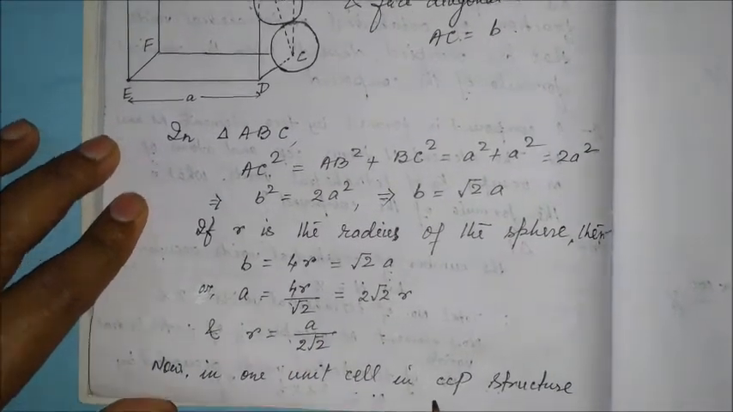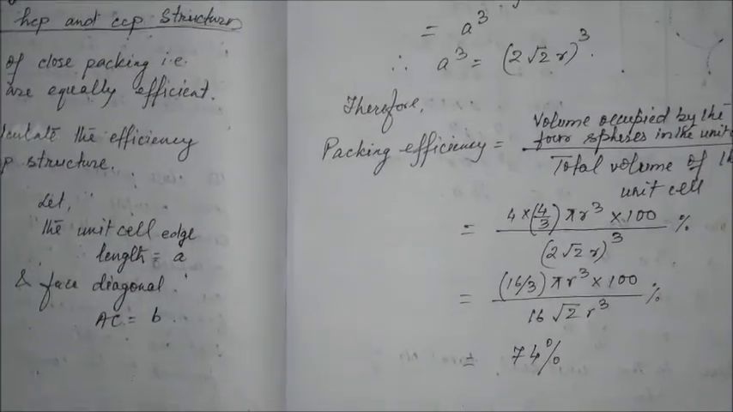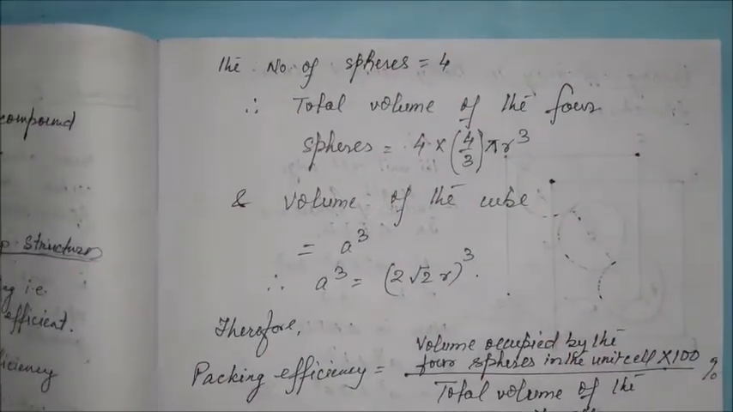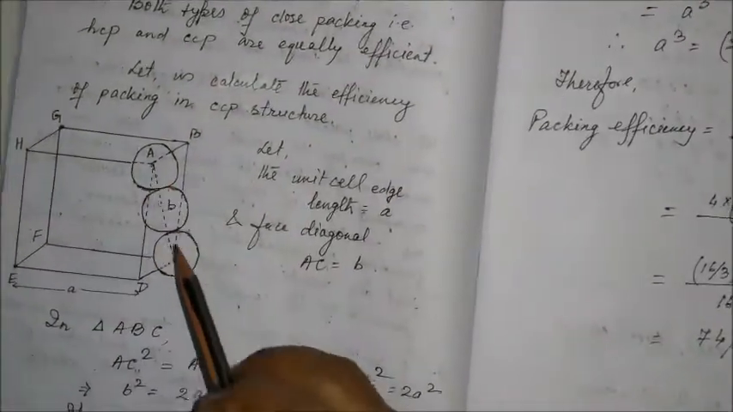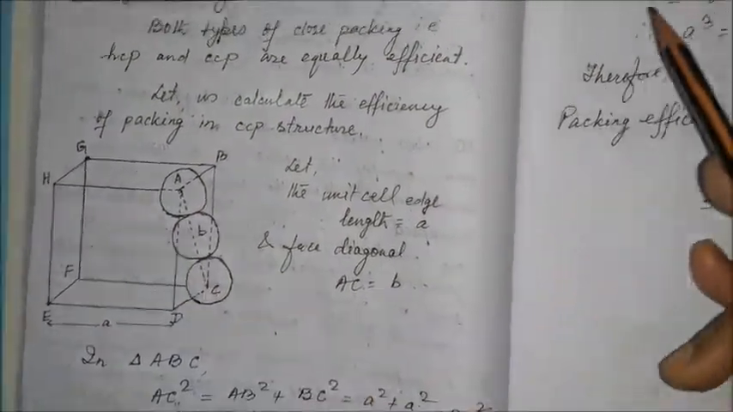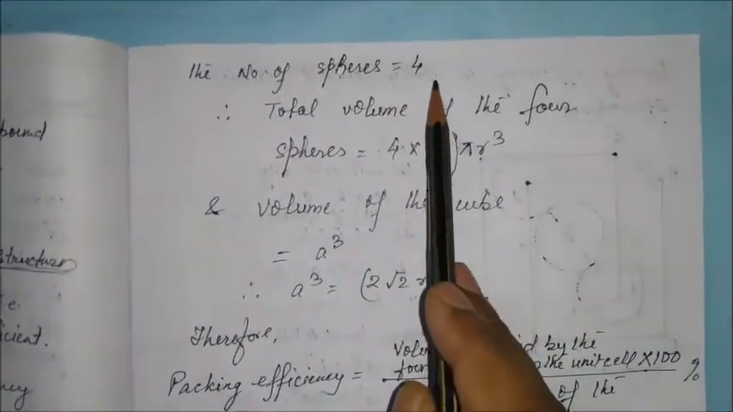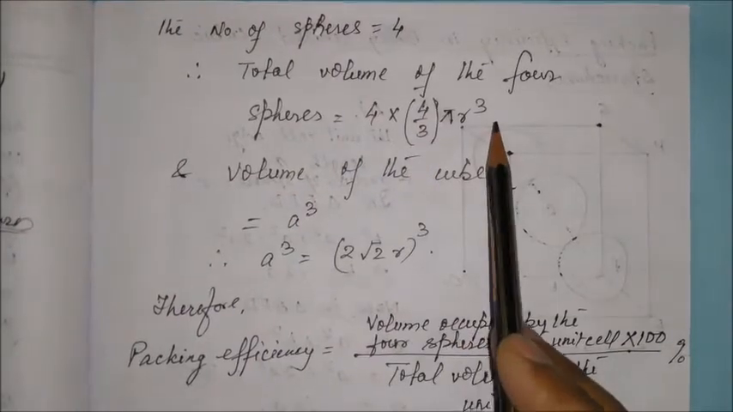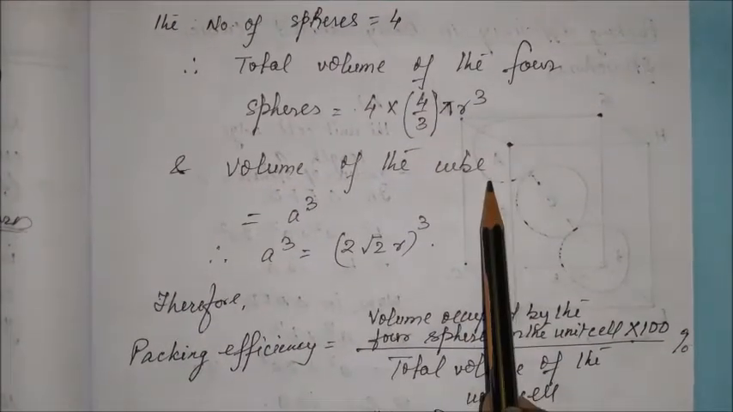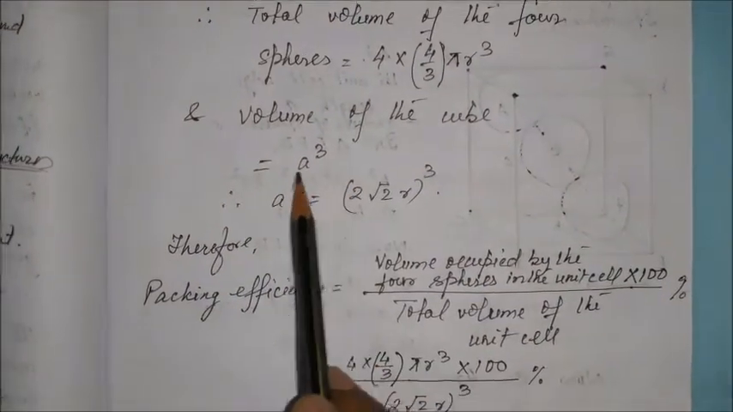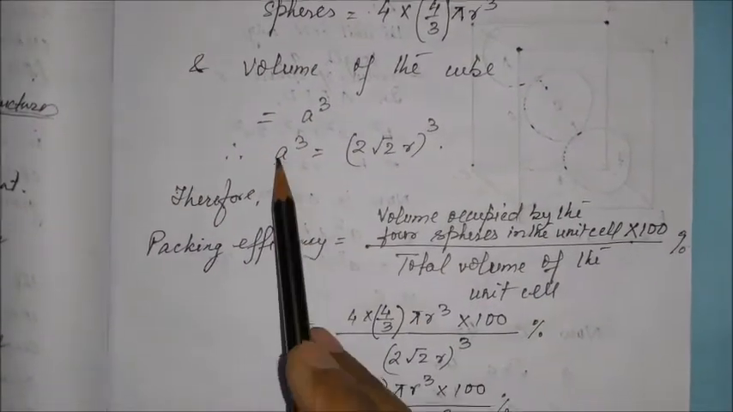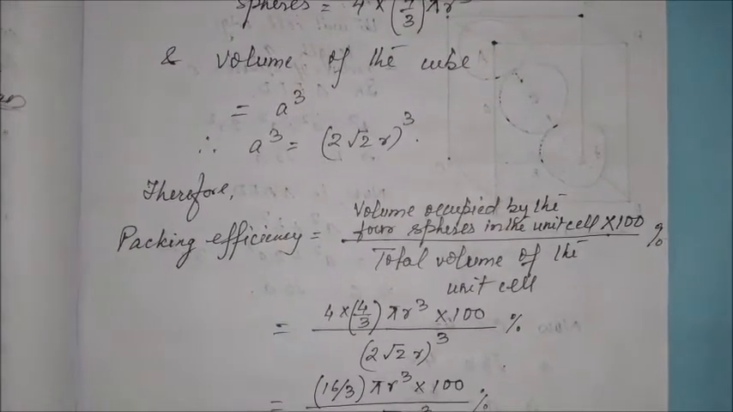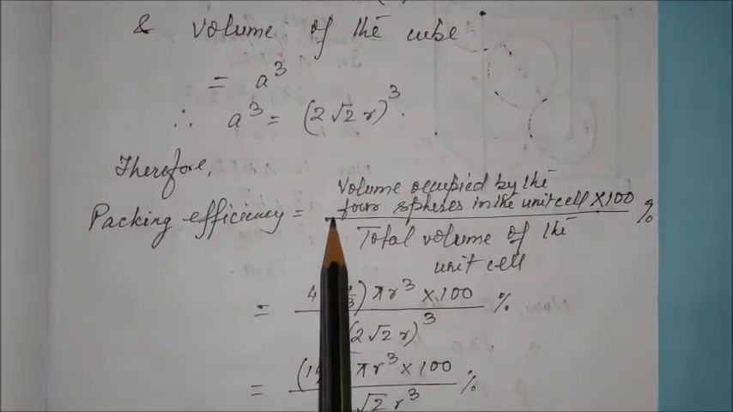Now in one unit cell in CCP structure, the number of spheres is equal to 4. CCP means face centered unit cell, therefore the number of spheres is equal to 4. Therefore total volume of the 4 spheres is equal to 4 into 4 by 3 pi r cube, and the volume of the cube is equal to a cube because the edge length is a. Therefore a cube is equal to 2 root 2 r whole cube.